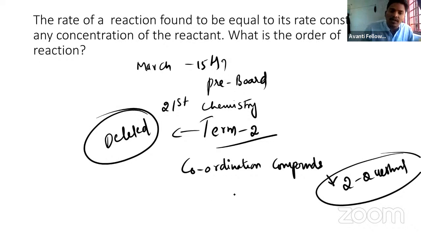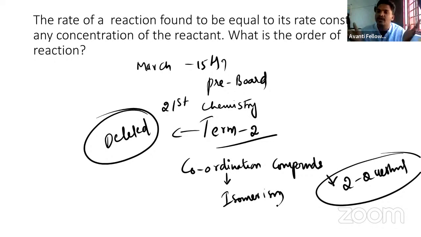Now in coordination compounds, isomerism was deleted in your boards, but my guess is that maximum 1 question will come from isomerism. Every year they are playing this game only. Whatever the deleted portion is, that is asked in your examination. So my point is don't stick only to the portion which is given by CBSE.